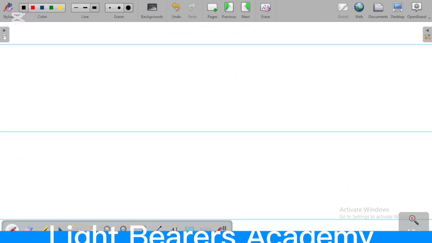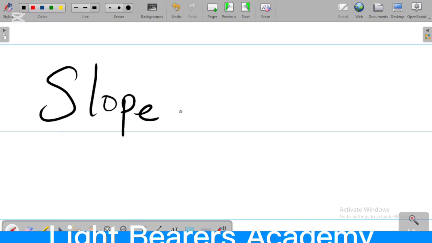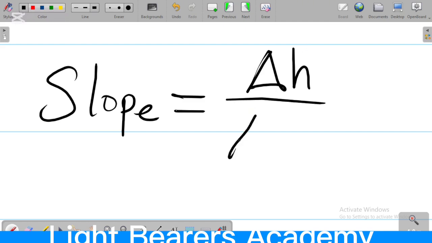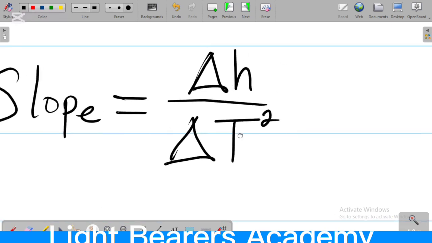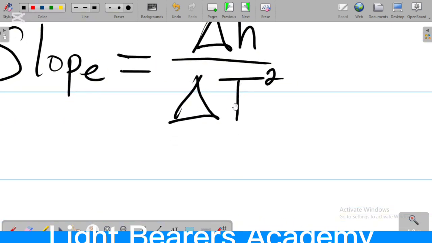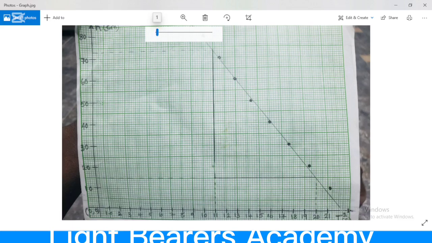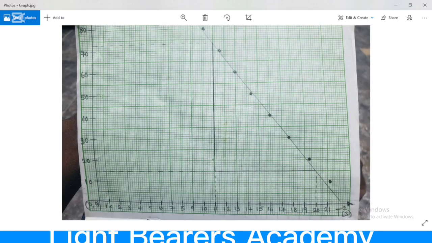All right, we are asked to find the slope. So take note of this. Slope is equal to change in vertical axis, and our vertical axis is h, all over change in what? Horizontal axis. Our horizontal axis is t square rather. So our slope is change in h divided by what? Change in t square.